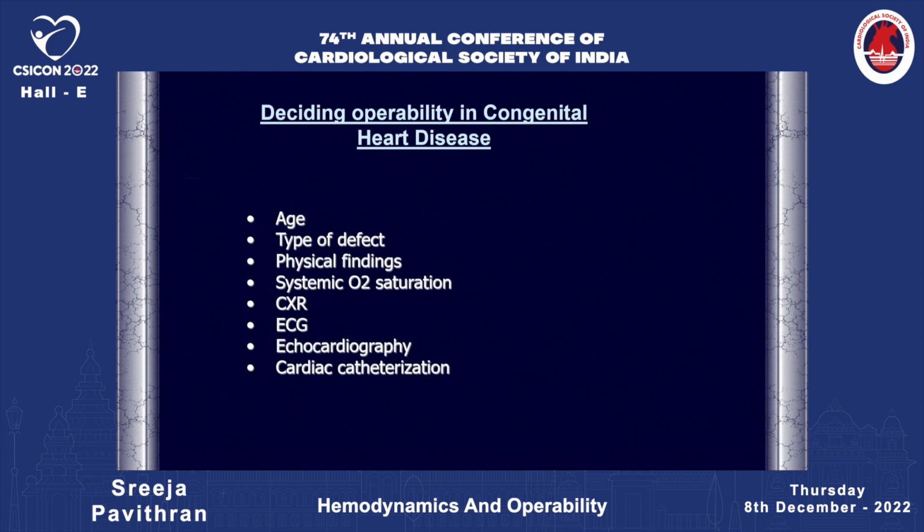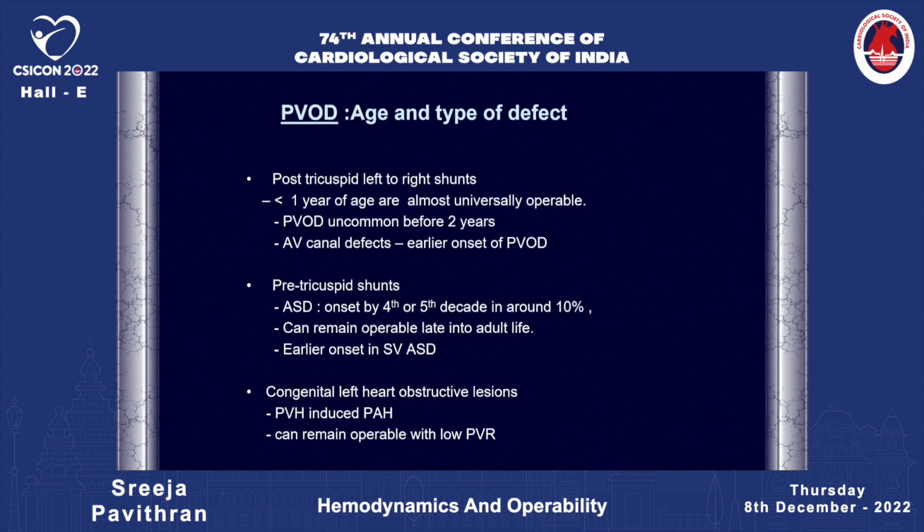So to decide, we look at all these factors: age and type of defect, the physical findings, the oxygen saturation, X-ray, ECG and echo, which is part of all evaluation of congenital heart disease, and cardiac catheterization study.